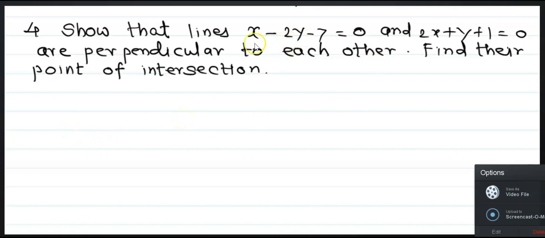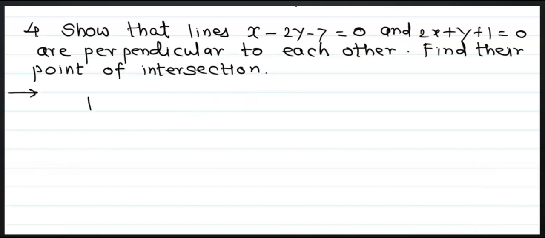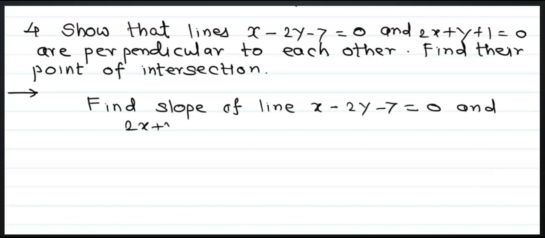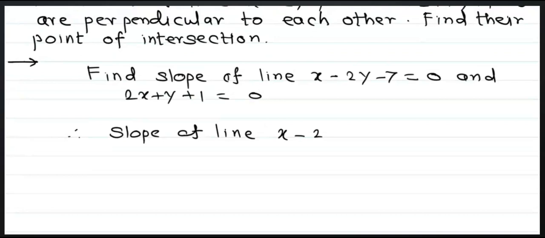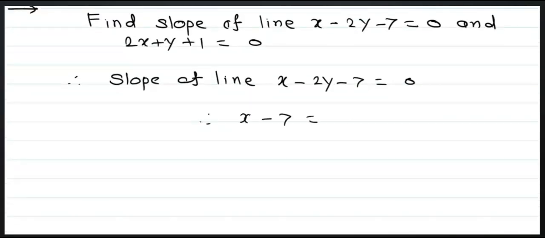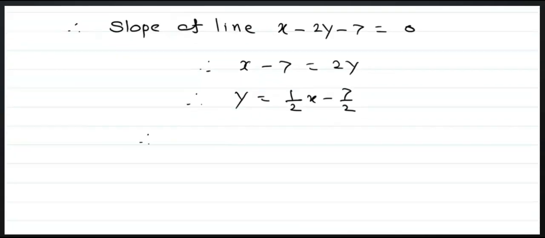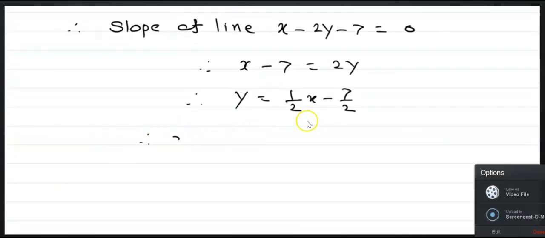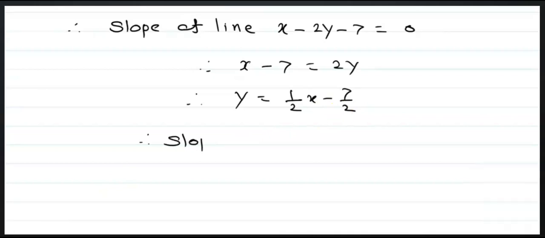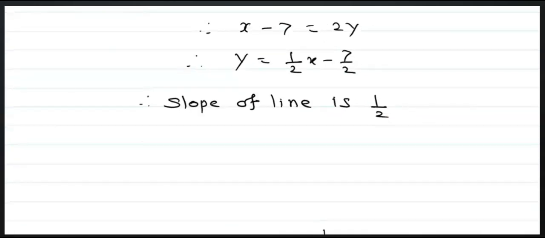To find the point of intersection, solve these two lines simultaneously. Therefore, first find the slope of the line x minus 2y minus 7 is equal to 0 and 2x plus y plus 1 is equal to 0. In the standard form, I always say that y is equal to mx plus c. That is y is equal to 1 upon 2 x minus 7 by 2. The slope of the line is 1 upon 2.